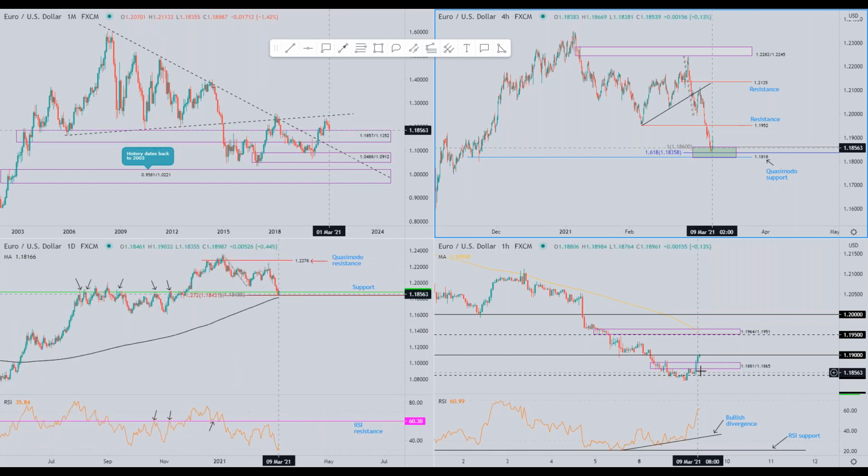So this, along with bullish divergence seen on the RSI indicator, indicated to me that we were heading higher. We were likely going to take out this supply and reach at least the 1900.